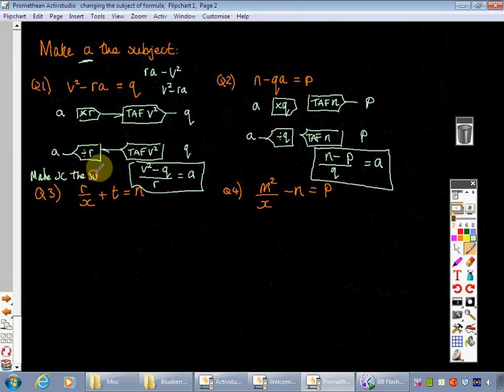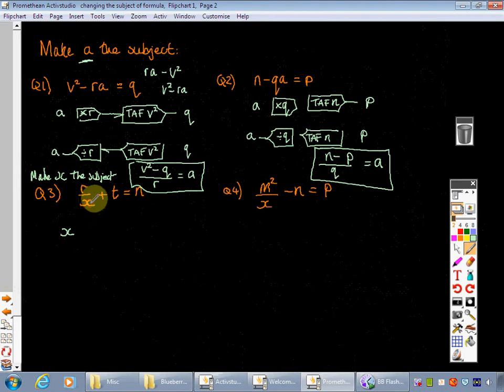Obviously you could make A the subject because it wasn't in the question. Right, let's do this one. So we start with X. Now straight away we got a problem because it's being divided. Well, it's not being divided by R. R's being divided by the X. So in this case, we say that X is divided into R. How many X's are there in R?